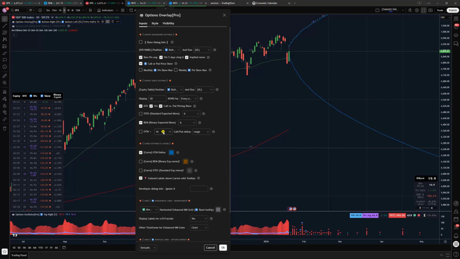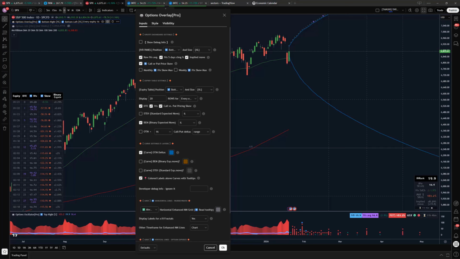Each and every delta curve represents a theoretical option strike distance based on probability, not arbitrary price levels. So if you want to see the expected move based on delta, this is where you set the settings in here. You can go by 30, you can go by 40, depending on your trading strategy. Usually we are using the 16 delta curve.